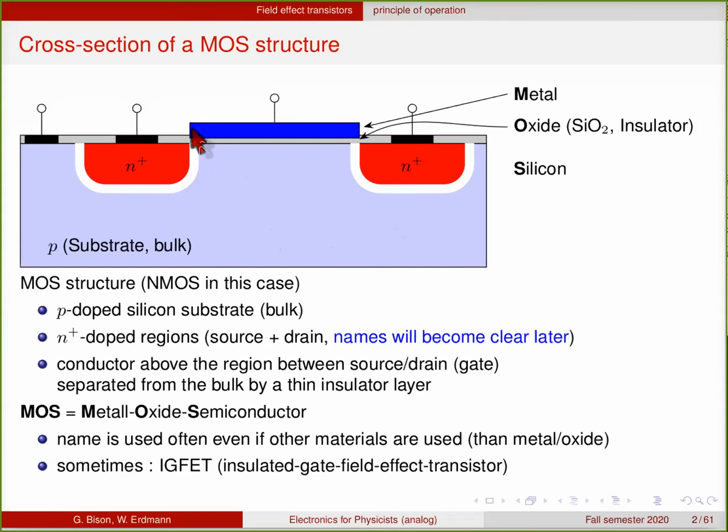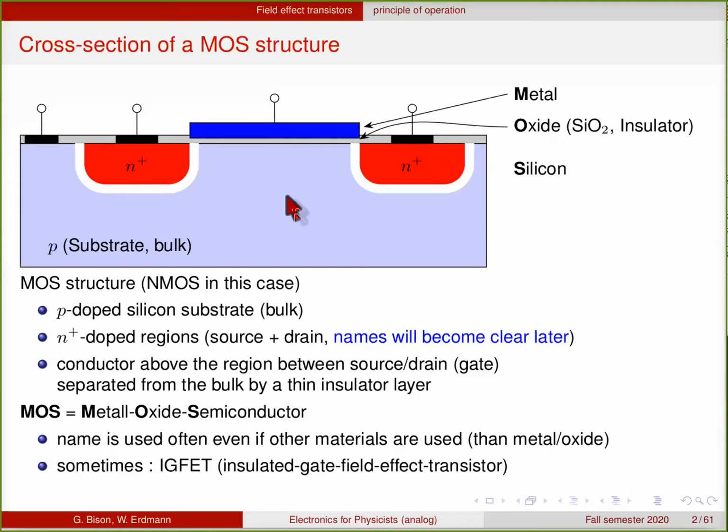Over the area between the 2 contacts, between source and drain, there's a conductor, which is separated from the bulk by a very thin insulator layer. The name comes from versions of this technology where this conductor was made from metal, and the insulator was silicon oxide, and then at the bottom you have silicon again. So MOS is for metal oxide silicon. The name is often used, although these materials in many cases are different today.